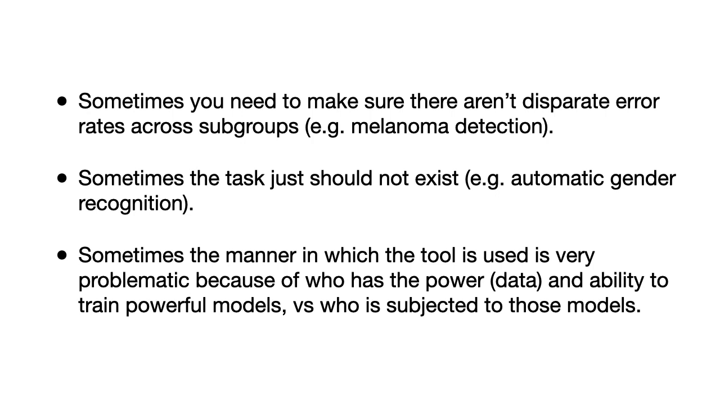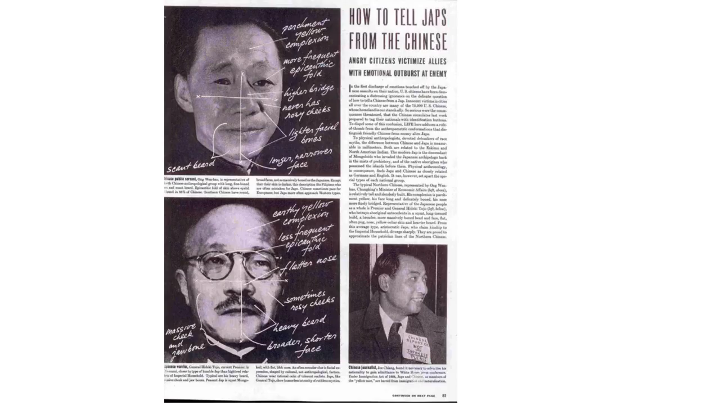So one example is automatic gender recognition. And then sometimes the manner in which the tool is used is very problematic, because who has the power? And most of the time here it's data and ability to train powerful models versus who is subjected to those models. And I do a lot of work on face recognition, but right now, especially given the protests and what's happening to my community, to the Black community, it's very timely to talk about it.